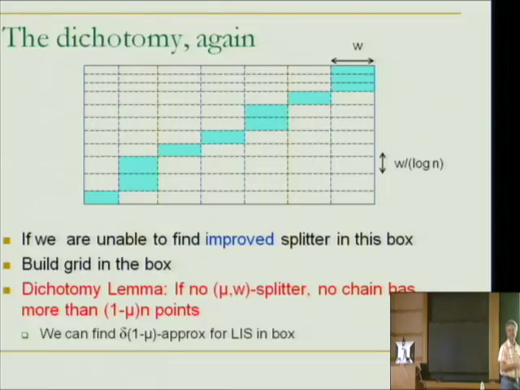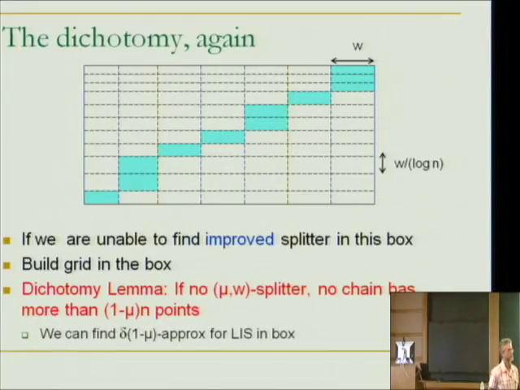So actually, isn't any point in the last box a mu w splitter because w is the additive error? So once you give w additive error, that's the maximum number of points you can have on. Well, no, because you take this point, and you have to look at intervals going in both directions. So if I take this point and I check if it's a splitter, then I have to check for every z, which includes z out here, whether its interval is.